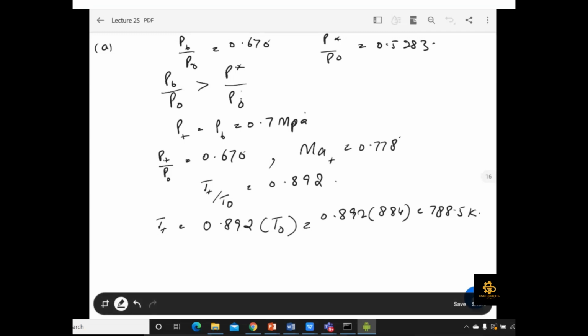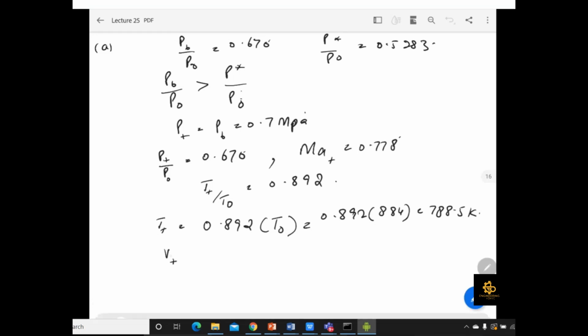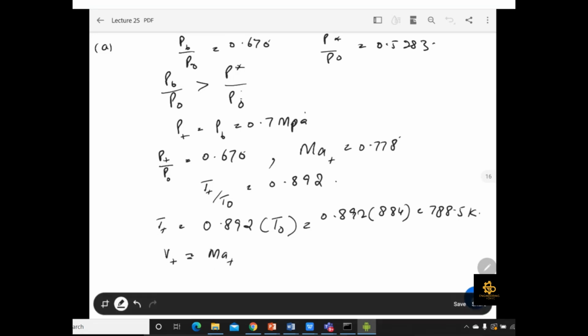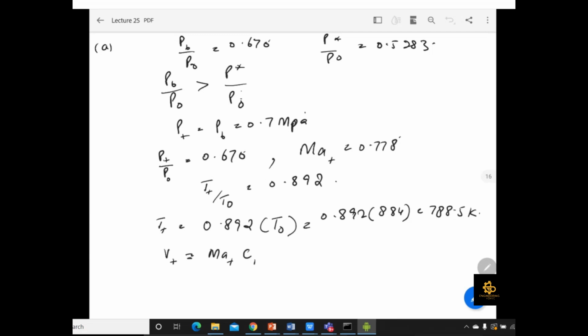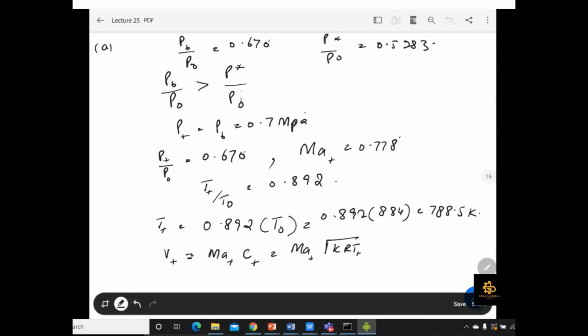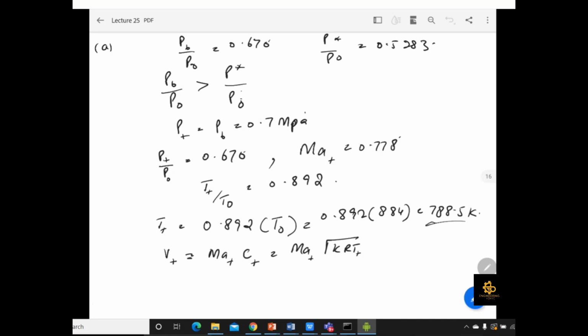So from here we can simply figure out the value of velocity at the throat. The velocity at the throat is the Mach number at the throat, which we already found from the thermodynamic table, times the speed of sound at the throat, so Mach number at throat into the square root of k R times the temperature at the throat. The Mach number at throat is known to us, the k value is known, the R value is known from the thermodynamic table, and the temperature at the throat we have just found. So simply plug in the values and you will get the required thing, which is 0.778.